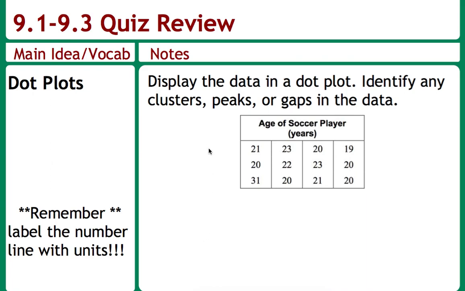Oh, and one other thing, almost forgot. Also identify clusters. That is where a lot of data is grouped together. Any peaks, that's the value that happens the most. And then any gaps, that's where there aren't any data values. So in this case, it would be any ages where we don't have a value. All right, so now go ahead, pause the video, give it a try.